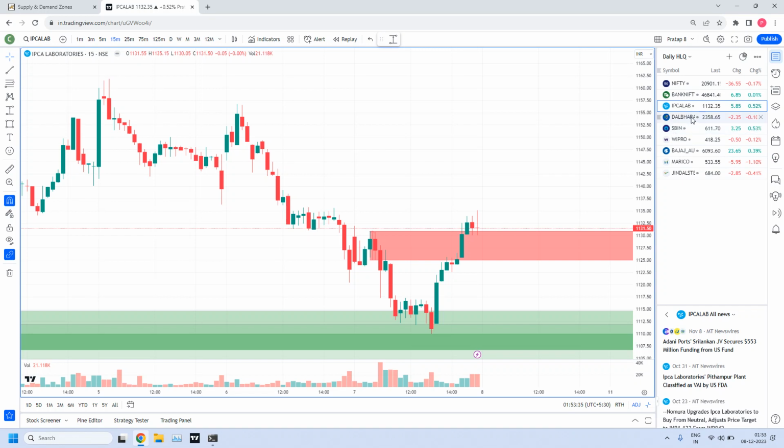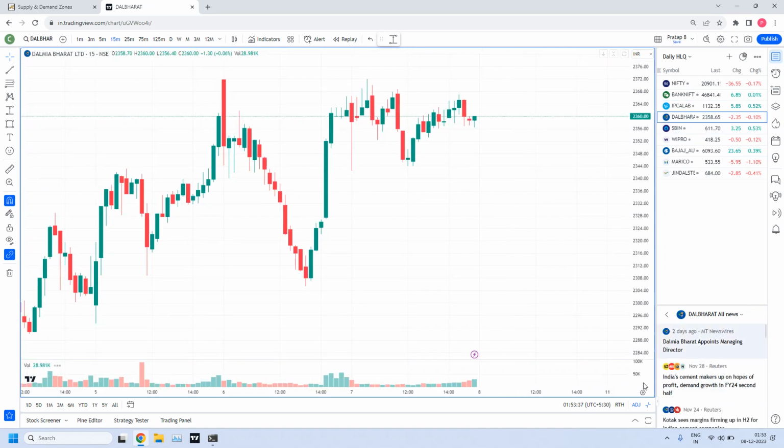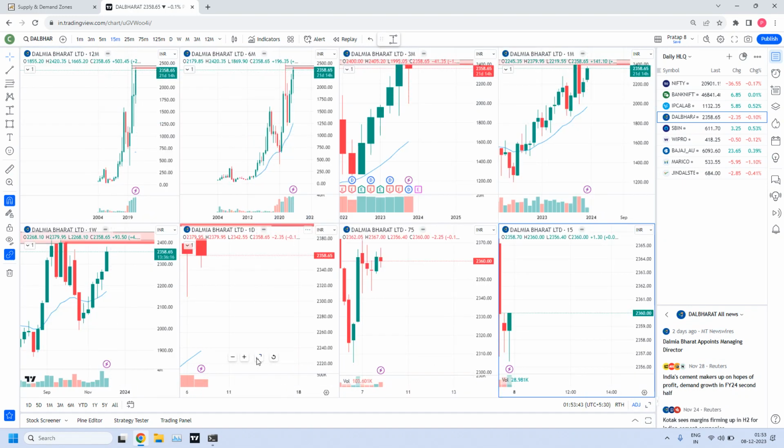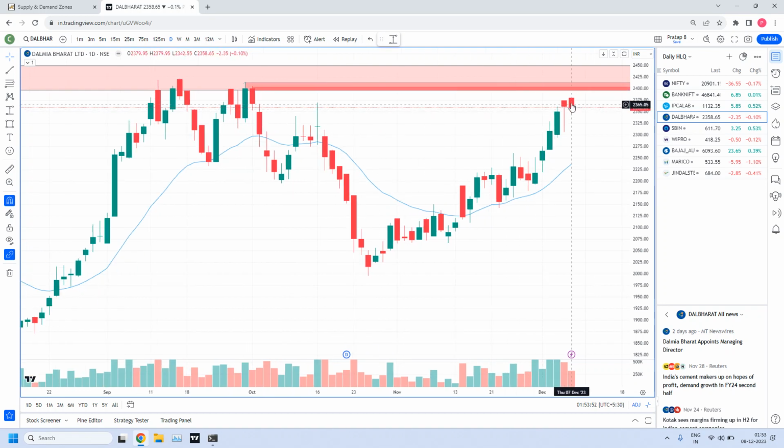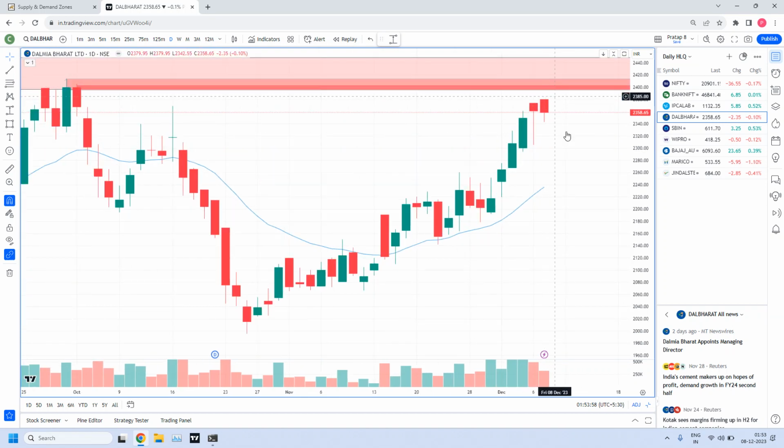And the next one is Dalmia Bharat. We didn't get the entry today. Let us go to the daily time frame. So we have drawn everything in 75 minutes. Inside 75 minutes, I have drawn the 15 minutes. So prices didn't enter into this area today. Narrowly missed.